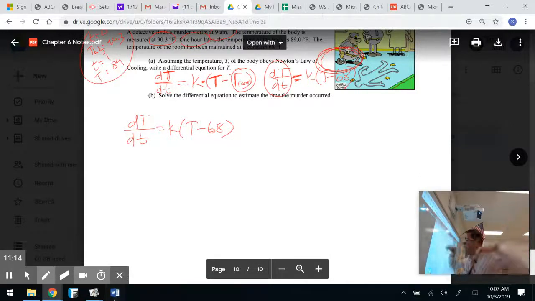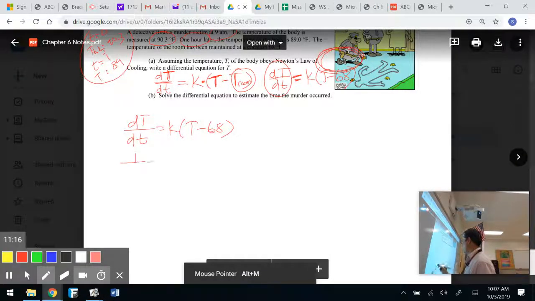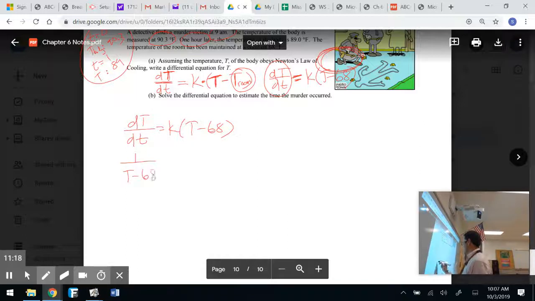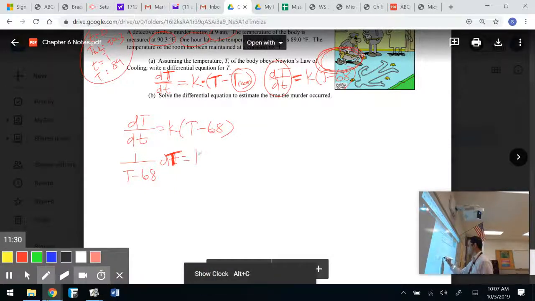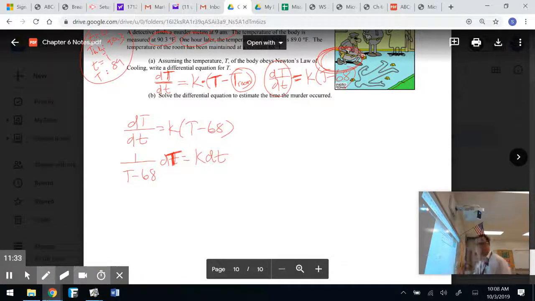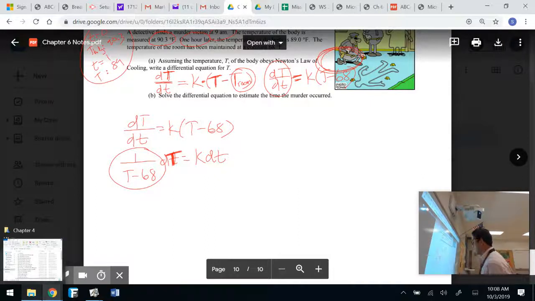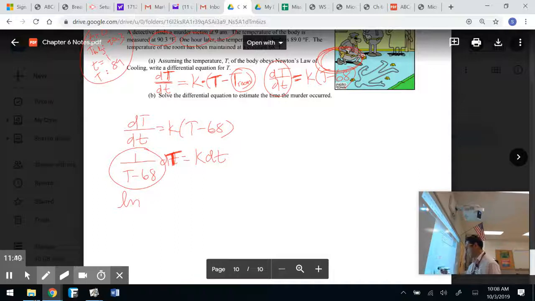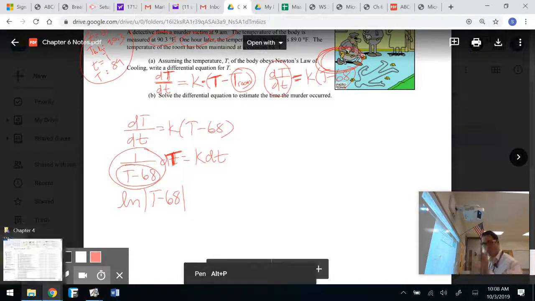Well, we separate. So that becomes 1 over T minus 68 dT is equal to k dt. That's a big time importance, because we're separating the capital T with the lowercase t. And there we go. Kind of similar to what we did earlier, class. All right, this is 1 over something, and the antiderivative of 1 over something is the natural log of that something. Now, you should use u sub. However, if I take the derivative of that, it's just going to be 1.